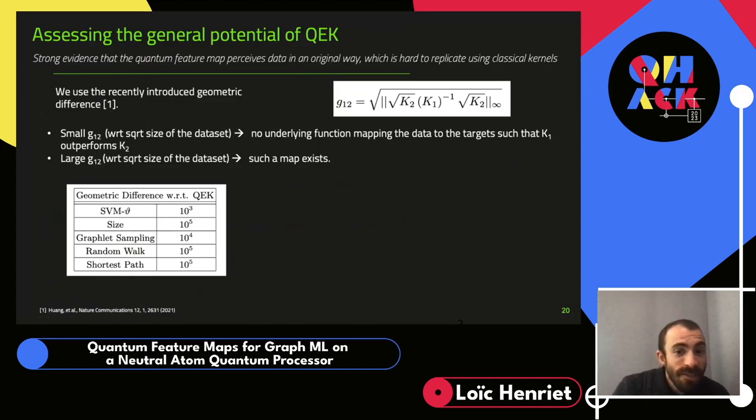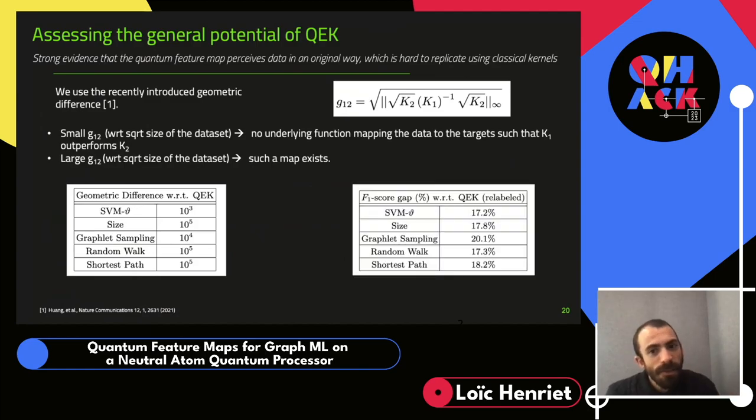So we show the results here in this table. The threshold for high geometric difference is typically the square root of the size of the data set. For us, it's around 10, 15. So our results are a strong indication of the potential of the method. And to confirm this, we artificially relabel the data targets in order to maximize the utility of the kernel. So we observed that the quantum evolution kernel gets an F1 score with this artificial labeling of around 99% on the relabeled data, while the classical kernels achieve far lower scores. So the best one is 82%, even after retraining it on the new labels.